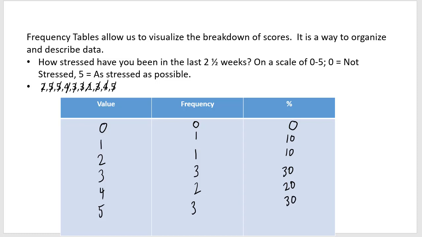And we can just do quick addition to check ourselves. So 0 plus 10 is 10, plus 10 is 20, plus 30 is 50, plus 20 is 70, plus 30 is 100. So we have it there. So our frequency table allows us to visualize how these scores occur in our distribution, how frequently.